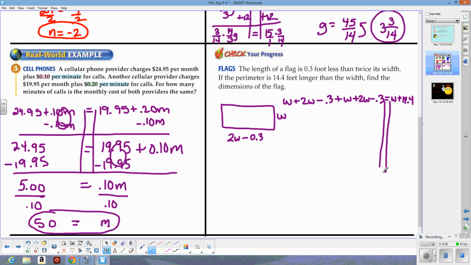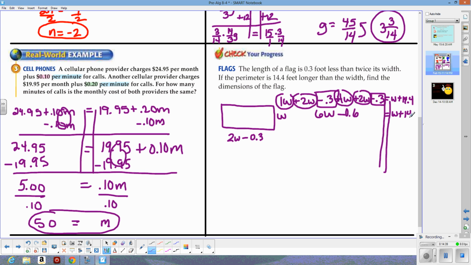Now before you begin, you're going to want to combine like terms. We have 1W plus 2W plus another 1W plus another 2W. That's a total of 6W. And then the negative 0.3 and another negative 0.3. When you add that together, that's a negative 0.6. So 6W minus 0.6 equals W plus 14.4.